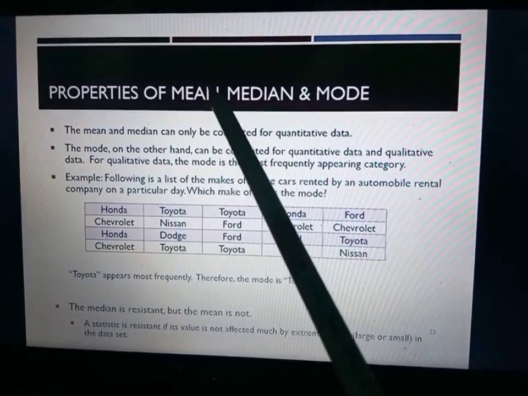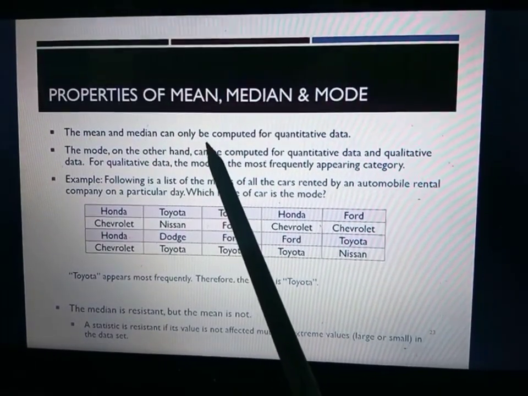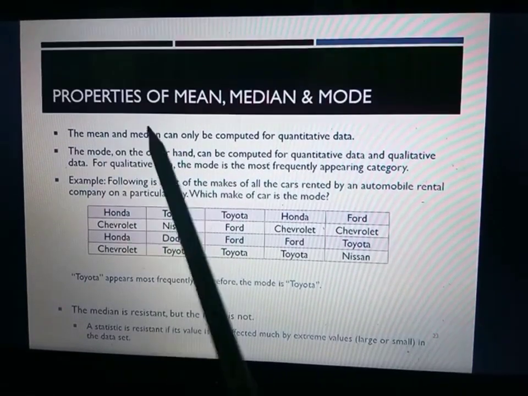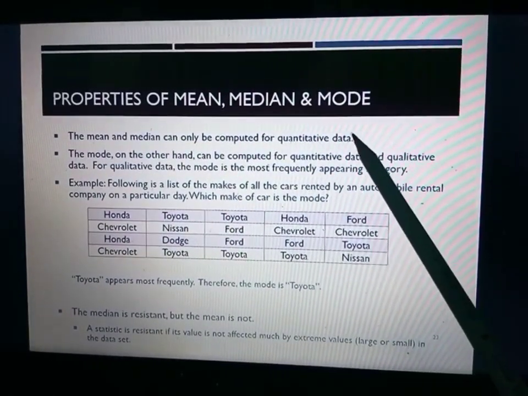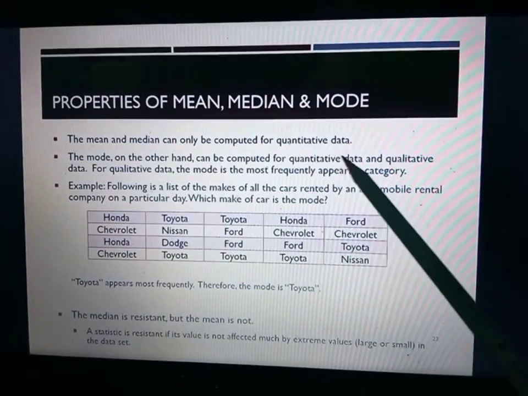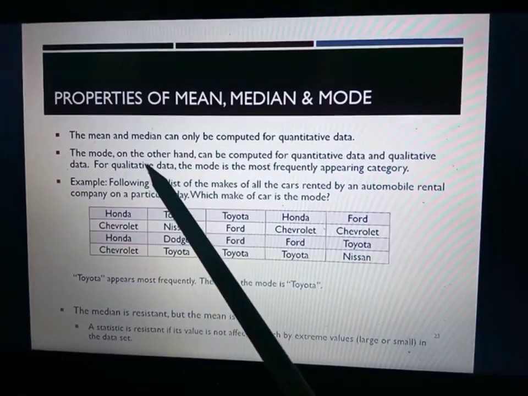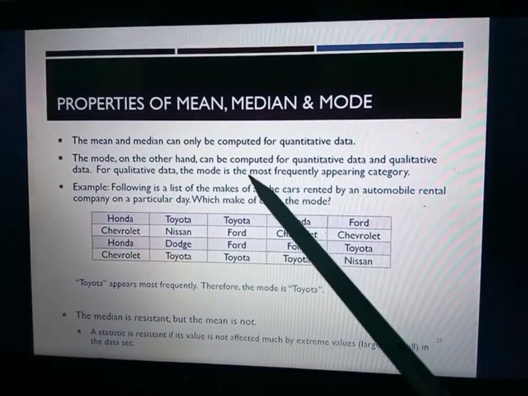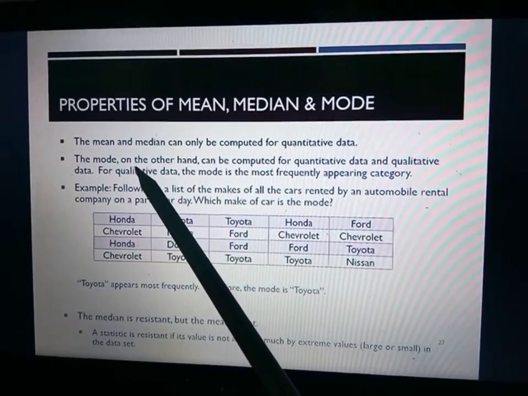Okay, now properties of mean, median and mode. The mean and median can only be computed for quantitative data. Okay, remember that. Untuk mean dengan median, it can only be computed for quantitative data only. Okay, but the mode on the other hand can be computed for quantitative data and qualitative data. For qualitative data, the mode is the most frequently appearing category. Okay, for qualitative data yang paling banyak appear.